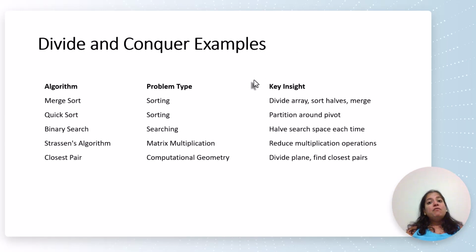Binary search is used for searching an element in a list of elements. Binary search works on a sorted list, and we reduce the search space in half every time we search for the element. Then there is Strassen's algorithm, a very important algorithm for matrix multiplication. It reduces the number of multiplication operations. Then closest pair is a problem from computational geometry. We use it to divide the plane, find the closest pair, and so on.